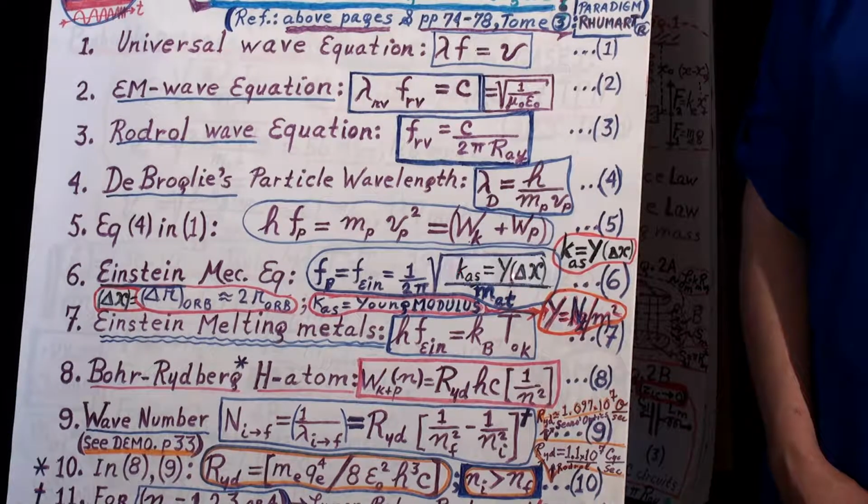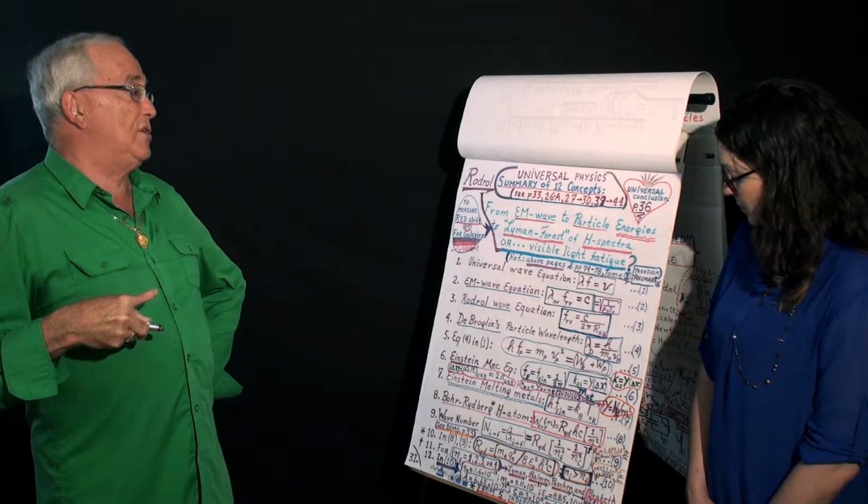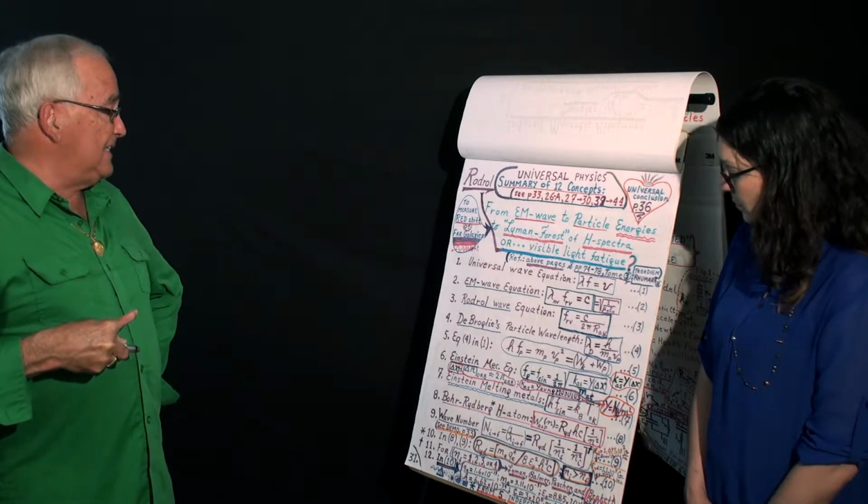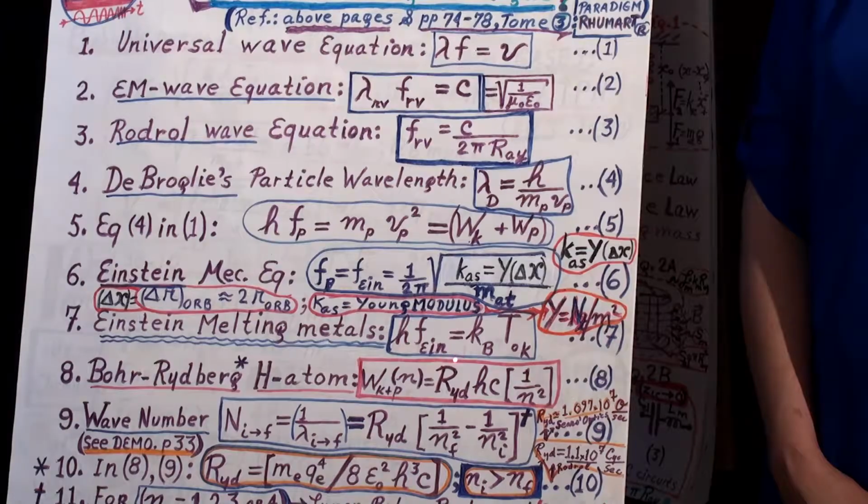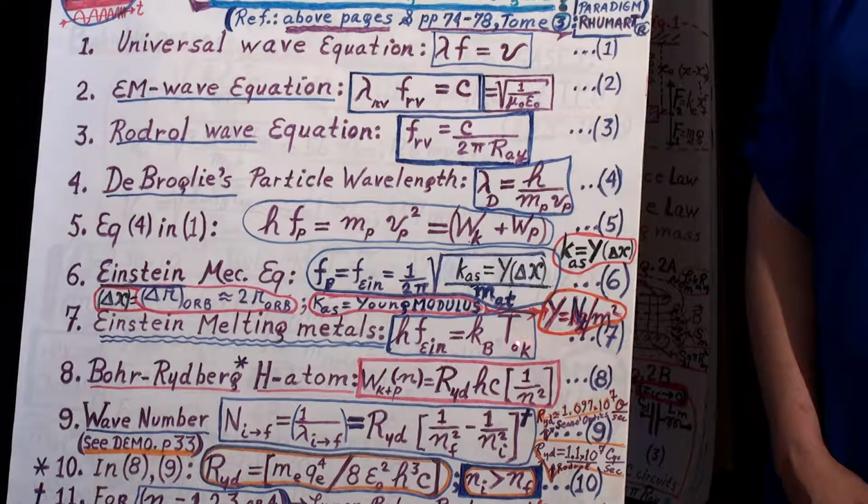The atomic spring constant can be seen for a solid as Young's modulus multiplied by the elongation length, delta A. Einstein melting metal, it's when the thermal agitation, Boltzmann constant times temperature in Kelvin degrees, is equal to the phonon frequency.